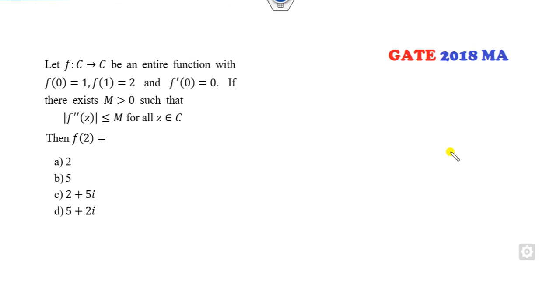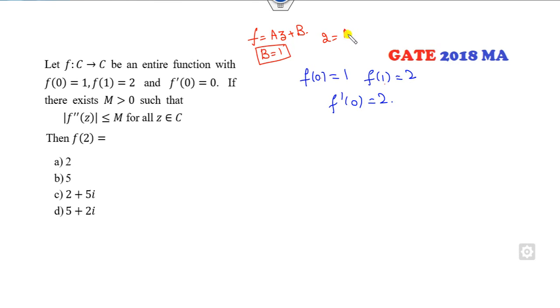Look at one more example. F of 0 is 1, f of 1 is 2, f dash of 0 is 2. Again, a very simple one. If I assume az plus b, f of 0 is 1. So what is the meaning of that? B is 1. F of 1 is 2. It means a plus b is 2, so a will be 1. So the function will be z plus 1.